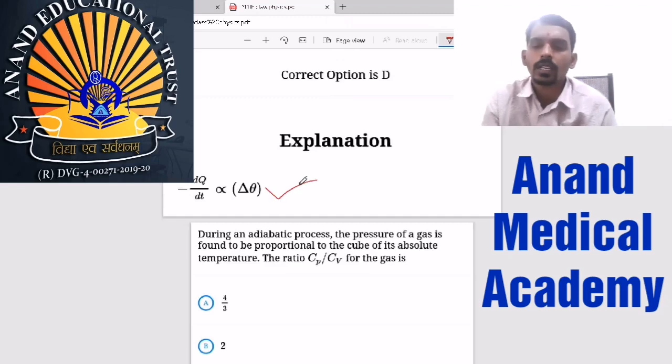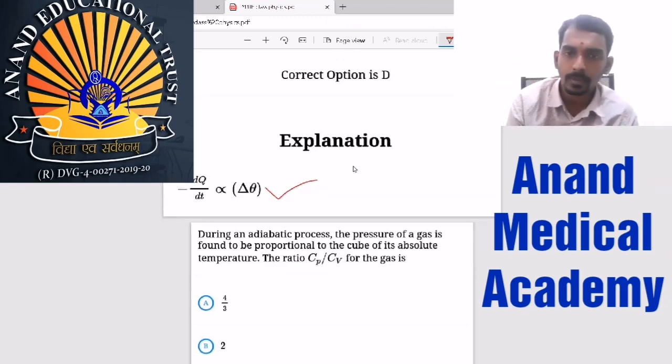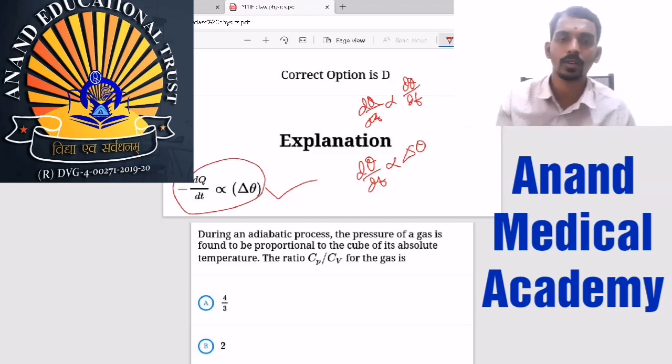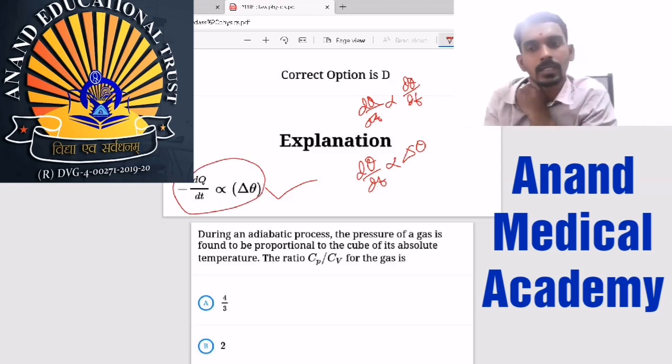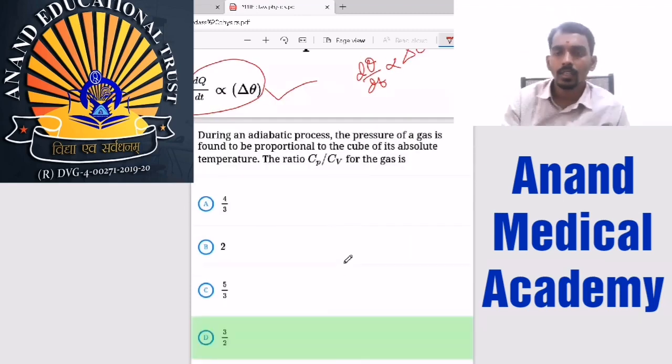So that only, here they directly asked the theoretical question. d theta by dt is directly proportional to delta theta. But dq by dt is directly proportional to d theta by dt. That's why dq by dt is also proportional to what? Delta theta. But the minus sign here represents that it keeps on decreasing.